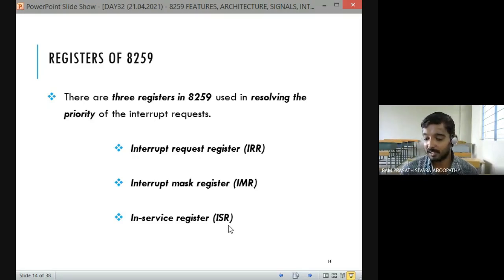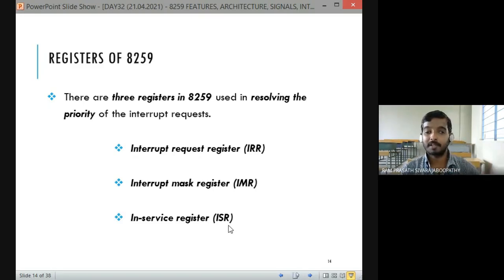So what will be in IRR? Which interrupts are currently requesting or pending, that information will be there. What information is in IMR? Which interrupts have to be masked. That information is available in IMR. In ISR, which interrupts are currently being serviced by the 8259.